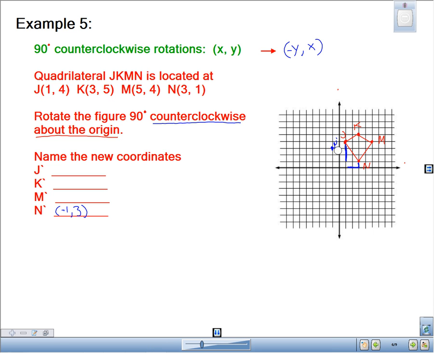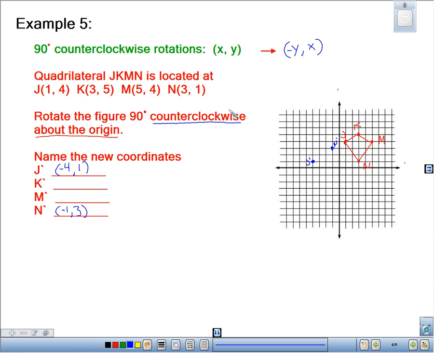So, if that's where n prime ends up, okay, let's talk about j. All right. Well, I'm going to take j's coordinates, flip-flop them, so let's do that. So 4, 1. But notice, I need to make that y coordinate its opposite. So j prime is going to be at -4, so 1, 2, 3, 4, and then up 1. So there's j prime. Right?